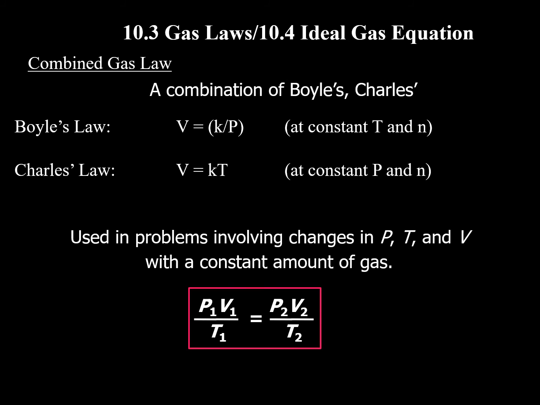We have something called the combined gas law, where we combine two of the variables, Boyle's and Charles' law. If you recall, for Charles' law, V is directly proportional to temperature. For Boyle's law, V is inversely proportional to pressure. When we combine the two, we get this equation called the combined gas law, where P1 V1 divided by T1 is equal to P2 V2 divided by T2.